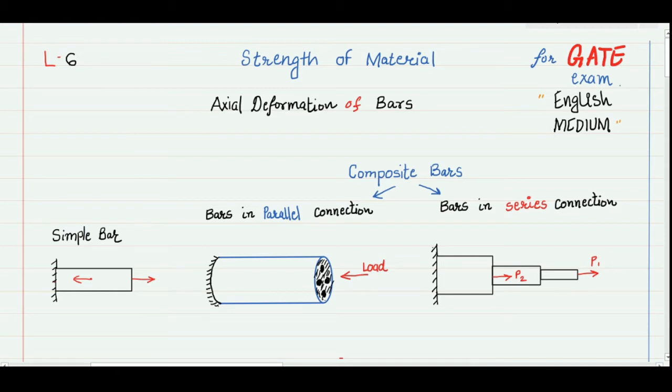A structural member which is subjected to axial force is normally defined as the bar. For the same structural member, if the direction of the load becomes transverse, the same member can be considered as the beam. So here I am showing a simple bar where I have applied two axial forces and this member is fixed to the left side.